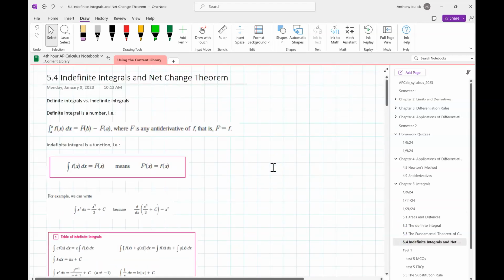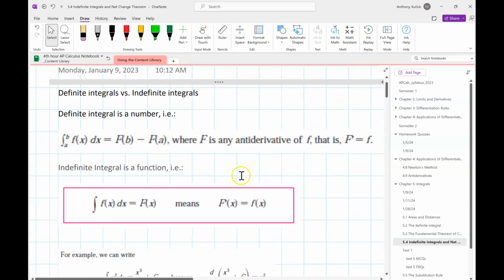So up until this point, we've been talking about definite integrals, like the integral from a to b of f of x dx. Remember, that's just a number. That is the area under the curve from a to b. What we're going to talk about today is an indefinite integral, which is a function. If I write the integral of f of x dx and there's no bounds on there, what it's looking for is the general antiderivative, which is exactly what we did in 4.9.